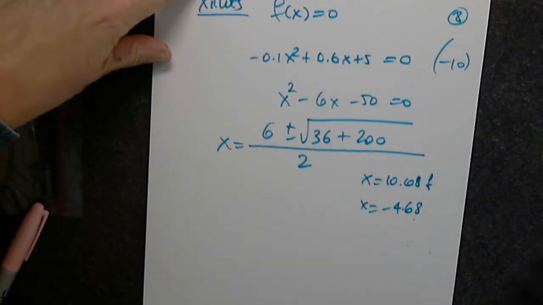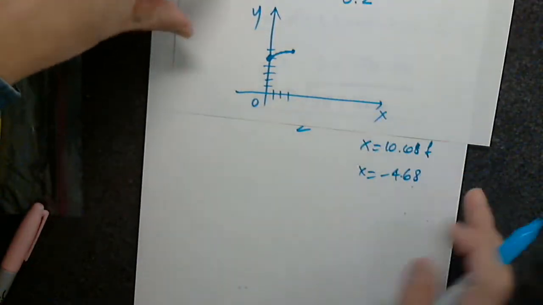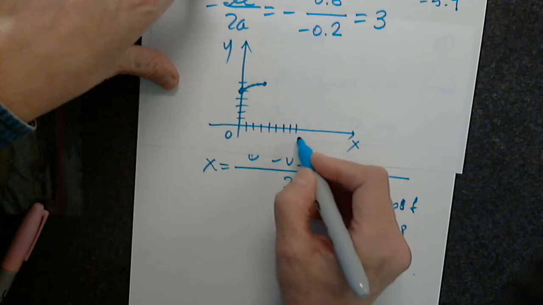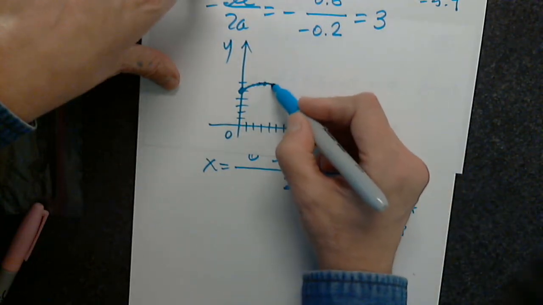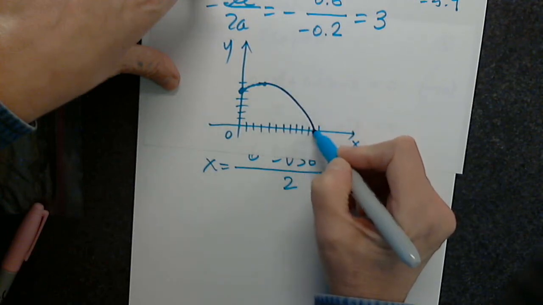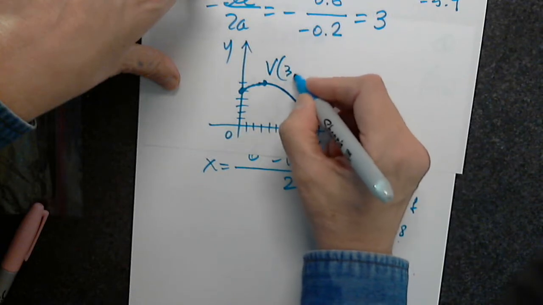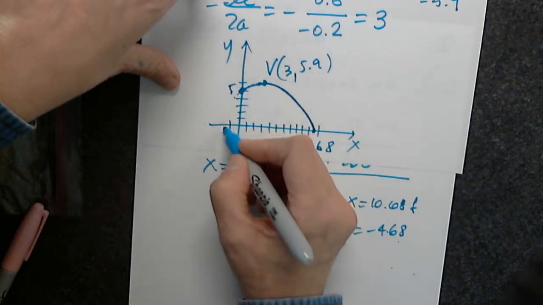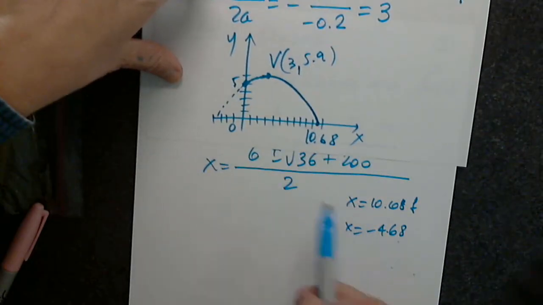So now we know how far. So that's 10.68, 3, 4, 5, 6, 7, 8, 9, 10, 11. 10.68, the vertex 3, 5.9, and this is 5. And if you want 1, 2, 3, 4, this will be this one, but we don't care for it.